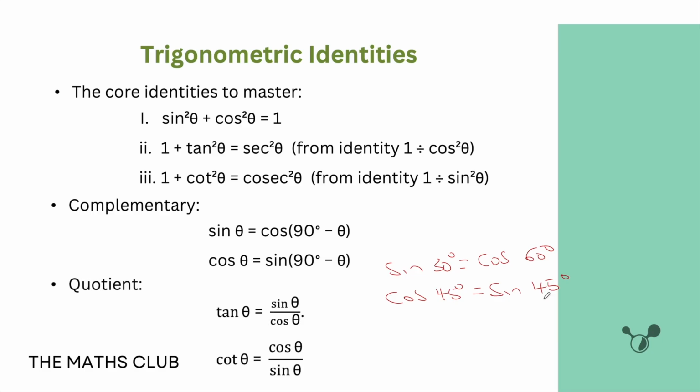Now, we've discussed that tan theta is sine theta over cos theta. And then if I invert it, that will give me cot theta. So cot theta is cos theta over sine theta.